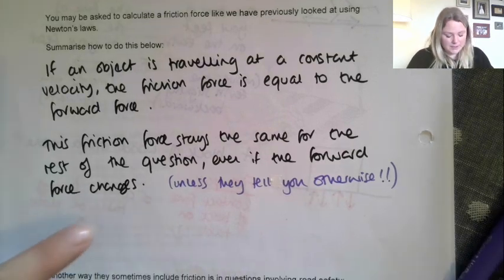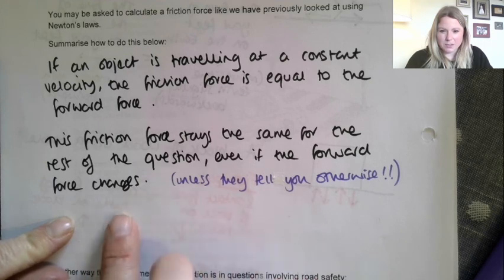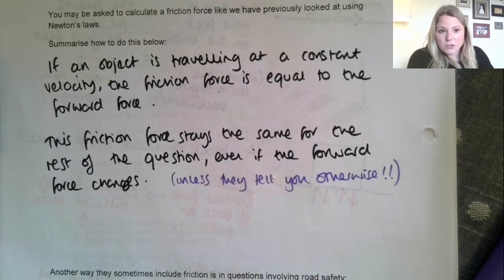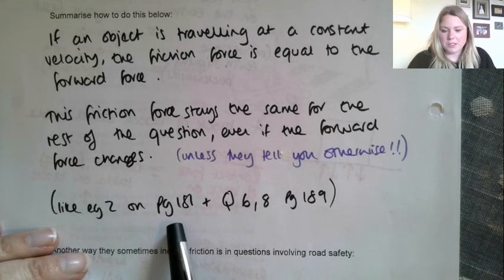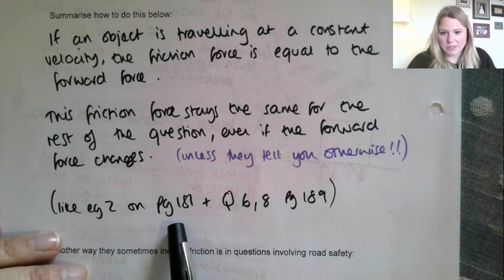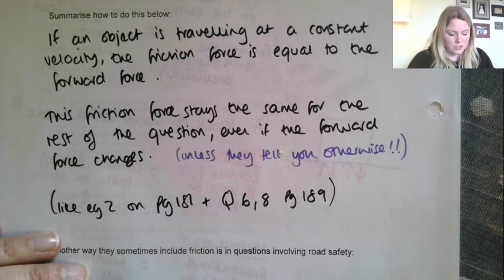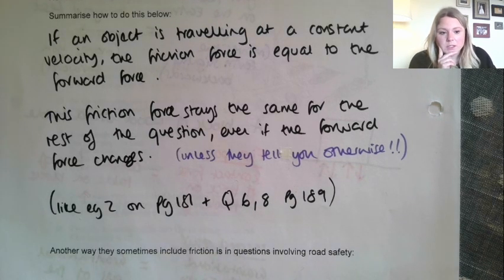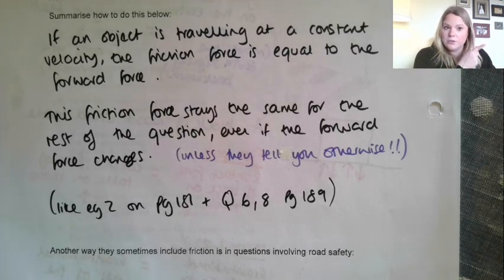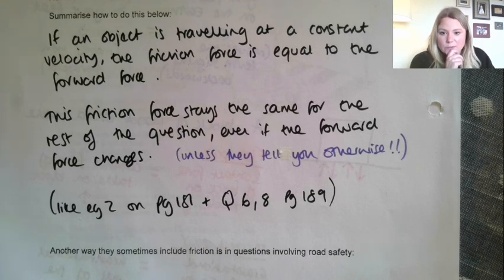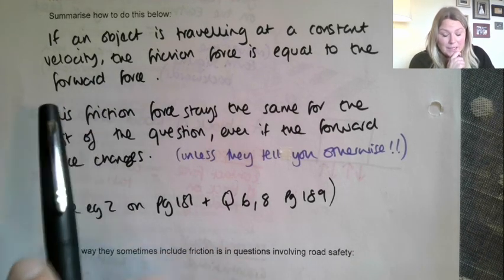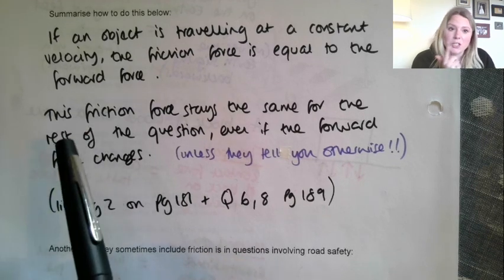So I'm going to make a wee list of the questions that we've done that are like this, just so that you can refer back to them. It's like example 2, which is on page 181, which feels like forever ago that we did that. And also those questions that we looked at earlier on today, question 6 and 8 on page 189. Those questions all used that fact of telling you that something was going at a steady speed when the forward force was such and such. And you use that to get what the resistive forces are. And then you keep that same friction or resistive force for the rest of the question, even when the forward force was changed.